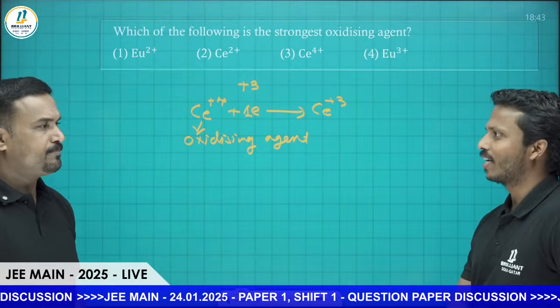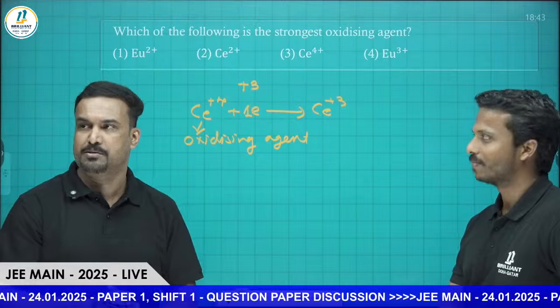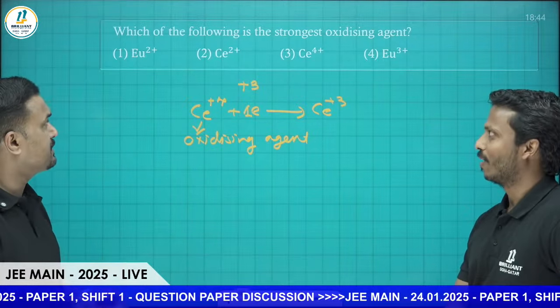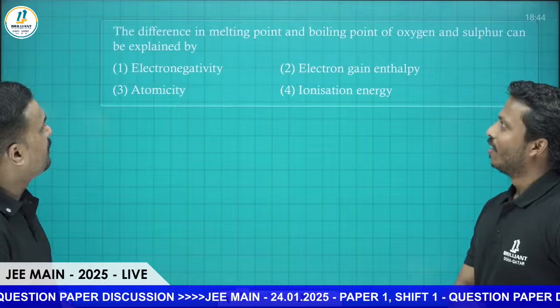From the lanthanides and actinides, they are repeatedly asking questions based on electronic configuration. One question is there. Yes, in the last exam it was also there, and the same they asked this time. Hope you got it. We will move to the next.